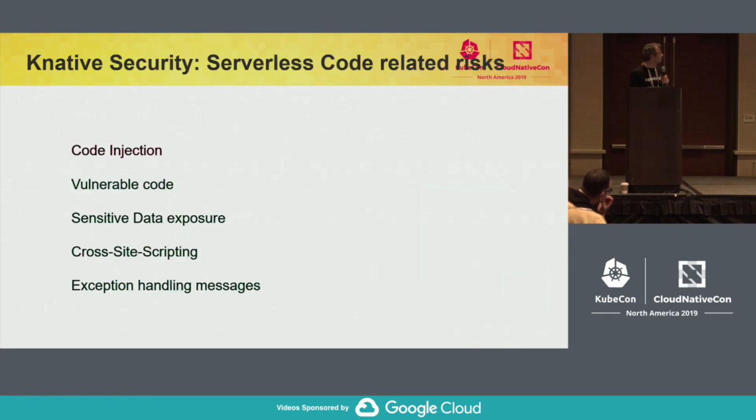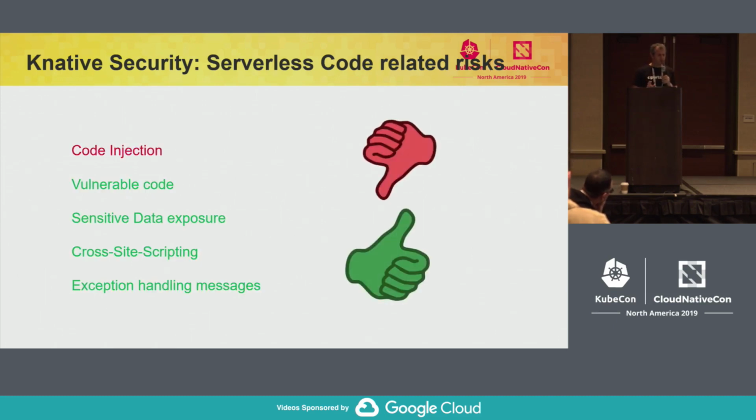Okay, great. So now, if we look back at those serverless code-related risks, we had code injection, vulnerable code, sensitive data, cross-site scripting. I think you can argue, but I would assume that code injection, again, is relevant even for Knative. You need to validate the inputs of your code, whether it's running in a function or in a container. If you don't validate the inputs, I can definitely do bad things. But vulnerable code, I can argue, is not really relevant for Knative.